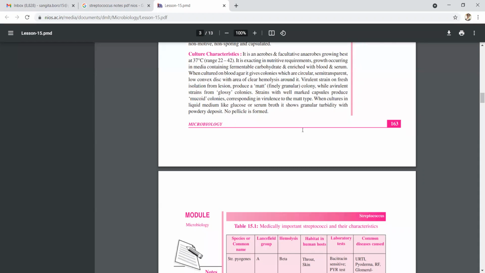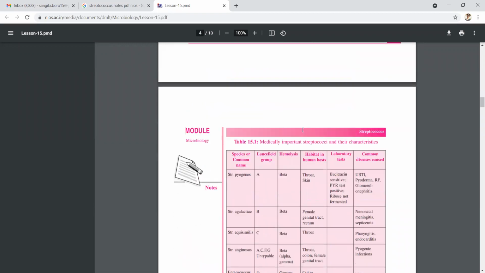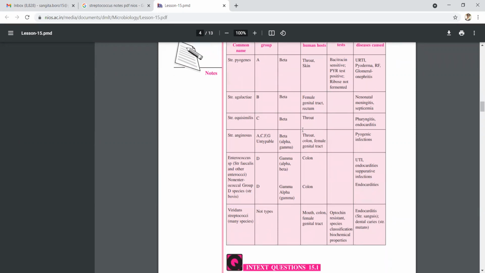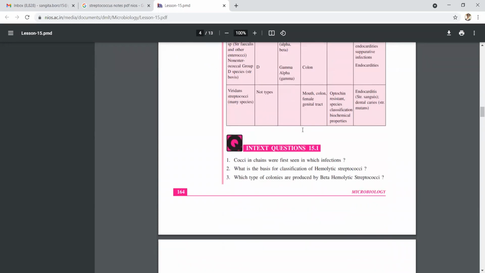When cultured in liquid medium like glucose serum broth, it shows granular turbidity with powdery deposit, and no pellicle is formed. These are the medically important streptococci and their characteristics. You can go through it when I share this note with you.